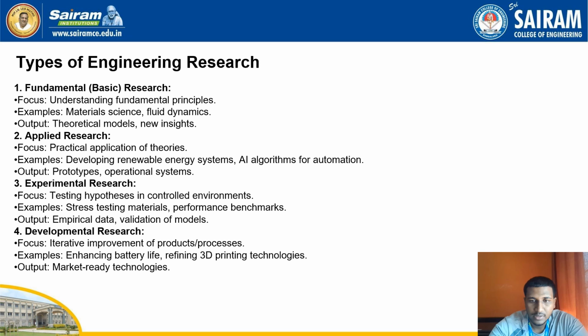So, types of engineering research. Engineering research can be classified into several types based on objectives, methods, and application areas. Below are the key types. Theoretical research definition: focus on developing and refining mathematical models, simulations, and theories to predict behaviors, understand phenomena, or explain principles. For example, formulating equations.